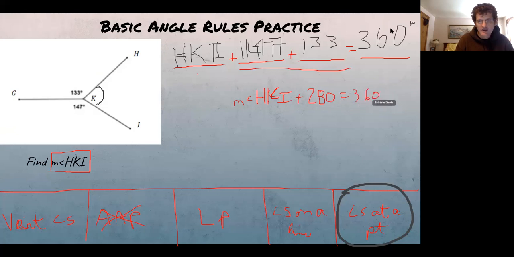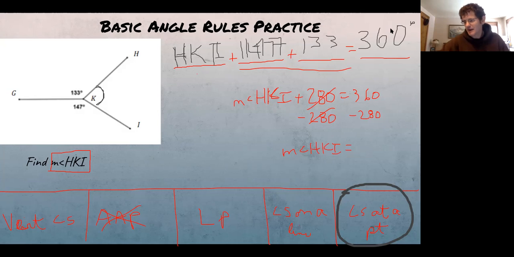And again, just to run through this one quickly so that we can make up for the time that we just lost, minus 280 on both sides. And then we're left with just the measure of angle HKI is, and that's where that 80 comes from. You don't have to do this in your head. That's why you have a calculator. Add up the 147 and 133 on your calculator. Subtract 360 minus 280 to get your 80 degrees. And there it is. Very good.